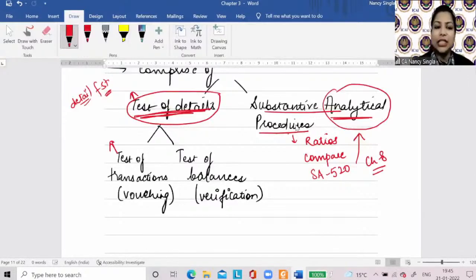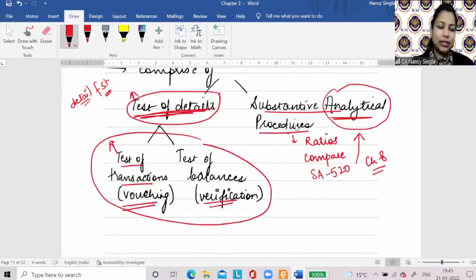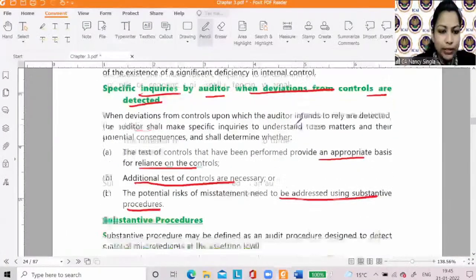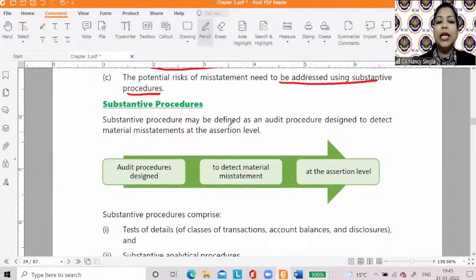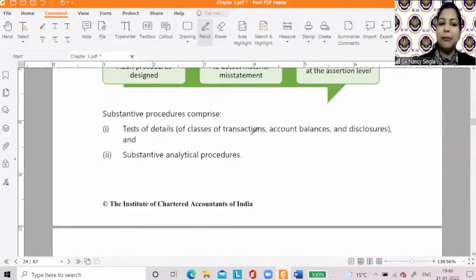Now, test of details is further divided into two things: vouching and verification. Let us discuss them. But before that, let me take you through module 1's substantive procedures. These may be defined as audit procedures designed to detect material misstatement at the assertion level. Substantive procedures comprise test of details or substantive analytical procedure.